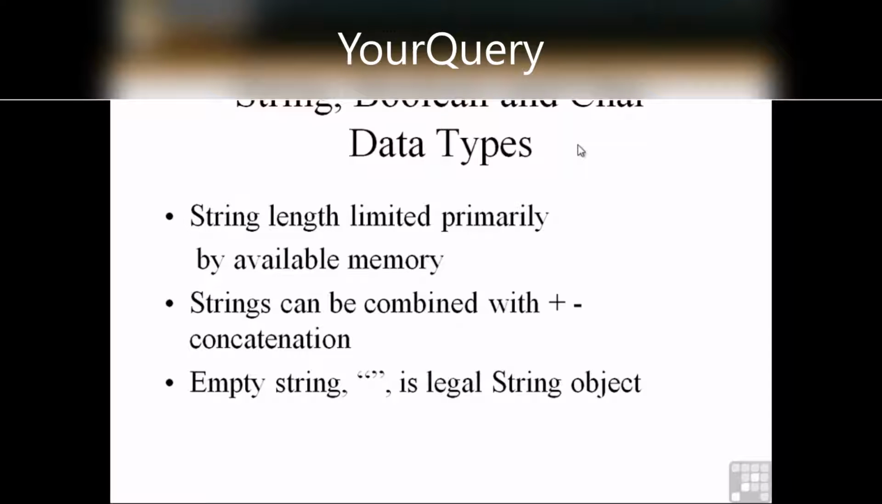Finally, the empty string, or 2 double quotes side by side without any spaces, is a legal string object and is used a lot of times to initialize a string variable. And we'll be talking about that later in the course.